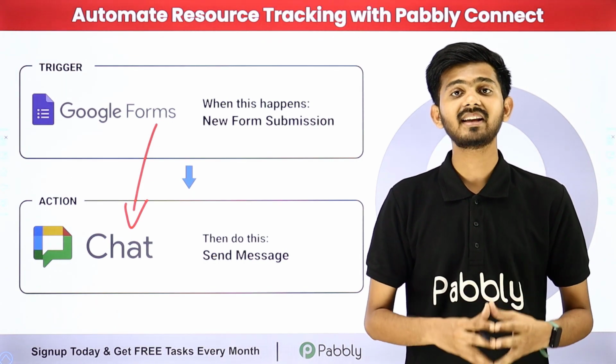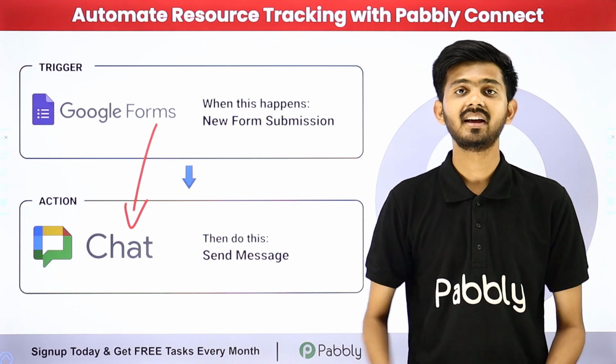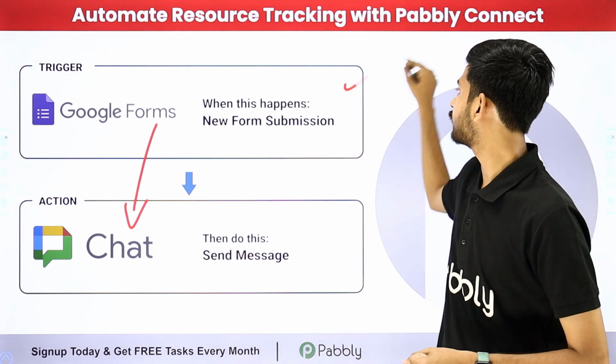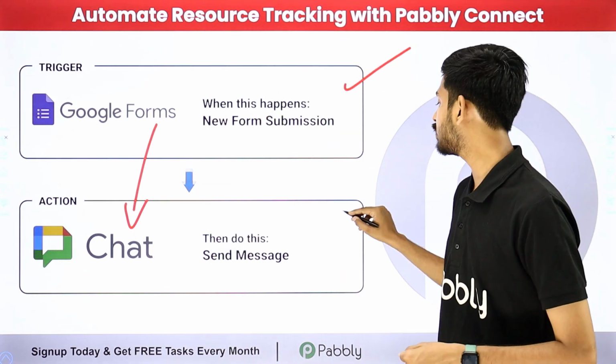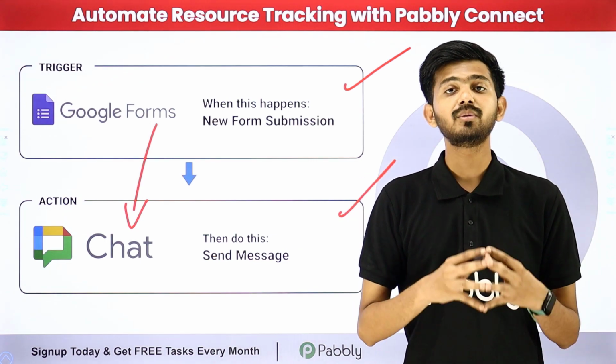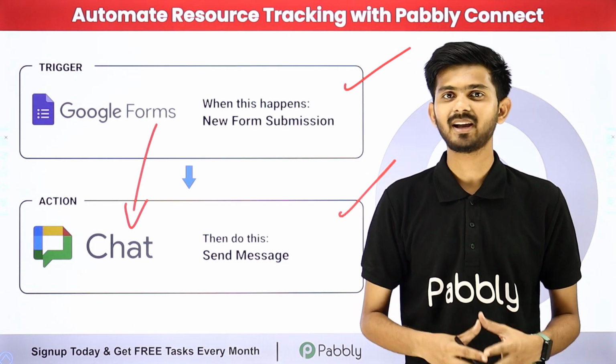So for building this connection, I'm going to use Pabbly Connect, which is an amazing software for automation and integration. In Pabbly Connect, I have to use trigger and action. In trigger application, I'm going to use Google Forms. In action application, I'm going to use Google Chat. So how I'm going to build this connection? For that, let me take you to my computer screen.